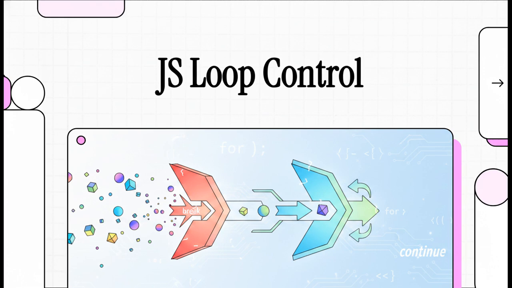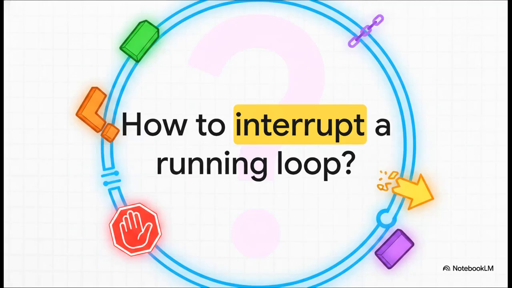Let's get started. So here's the big question for us today. How do you actually interrupt a loop once it starts running? You know the scenario. You've built your loop, it's crunching through data, but suddenly you absolutely need it to stop. Maybe it's to save memory, or maybe you need to change behavior based on a specific event. Okay, let's dive into this.